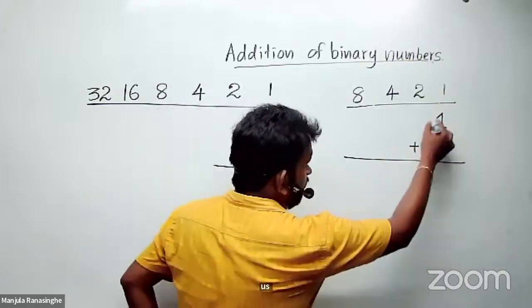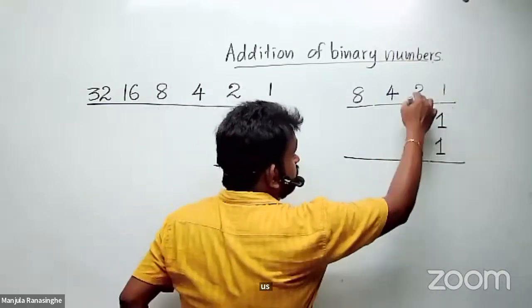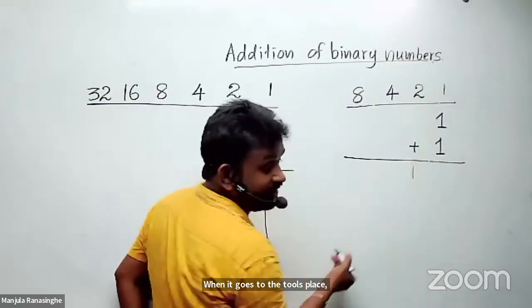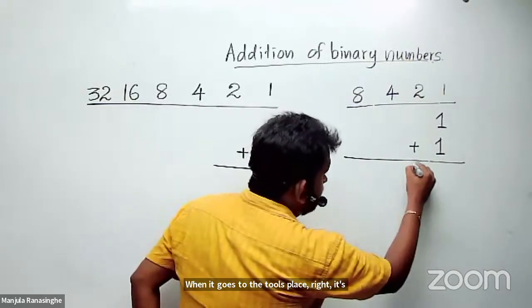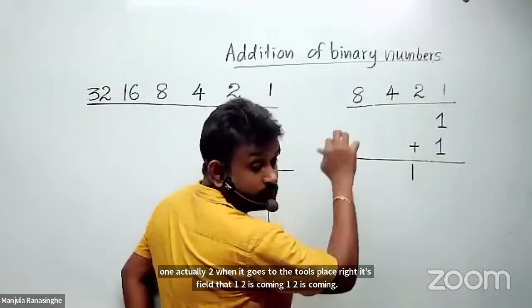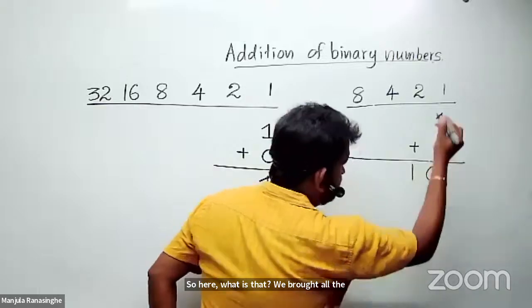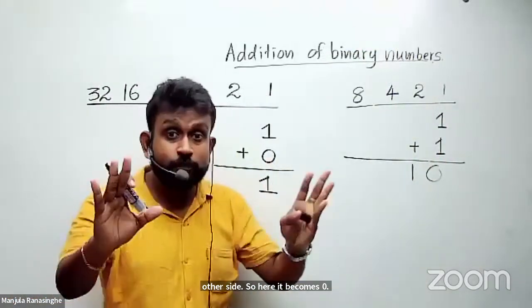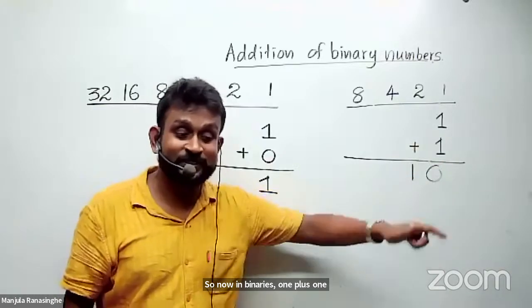So 1 plus 1 is actually 2. When it goes to the twos place, it feels that 1 two is coming. So here we brought all the value to the other side, and here it becomes 0. So now in binary, 1 plus 1 becomes 1 0.